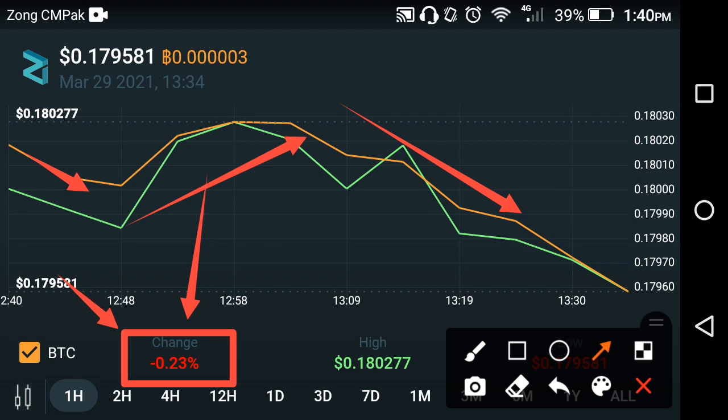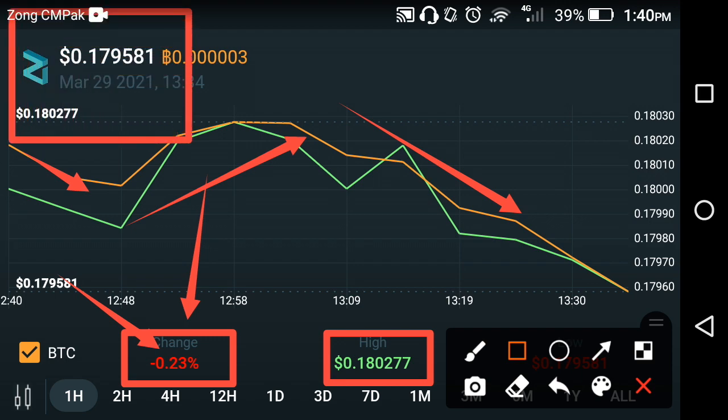As you can see here, the change is also negative: 0.23% in Zilliqa in the last 1 hour. If we see the high price of Zilliqa, it is $0.180277, so it's an absolutely high price. But if we see the current price of Zilliqa, it is absolutely less than the high price. So it's a falling time for Zilliqa cryptocurrency.